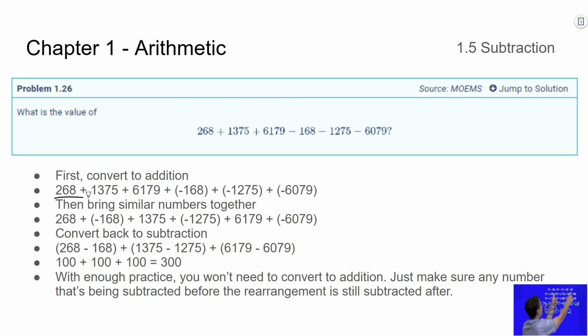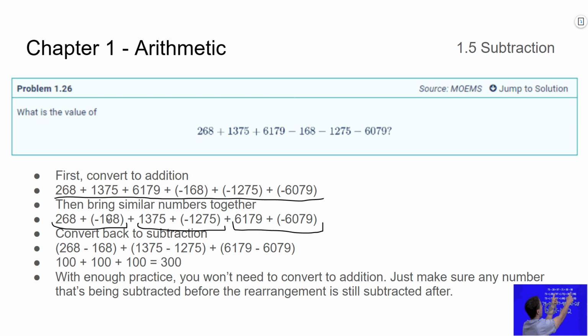So that's what I did here. We know how to do this by now. Then let's go ahead and group the similar numbers together. So I brought the 268 next to the negative 168, the 1375 plus the negative 1275, and the 6179 with the negative 6079. So this is going to be 100 right there.